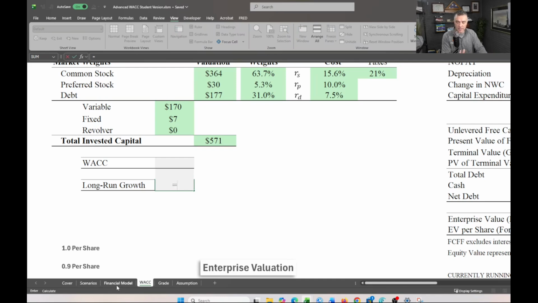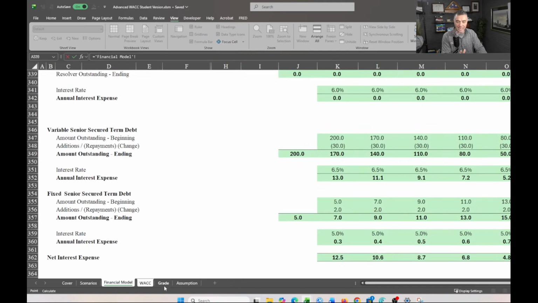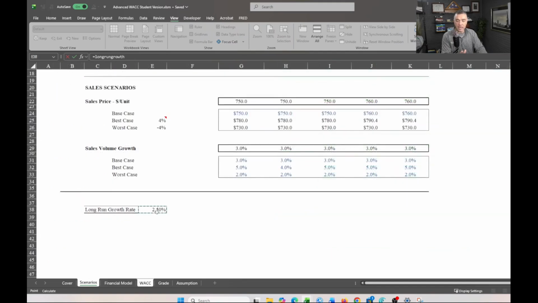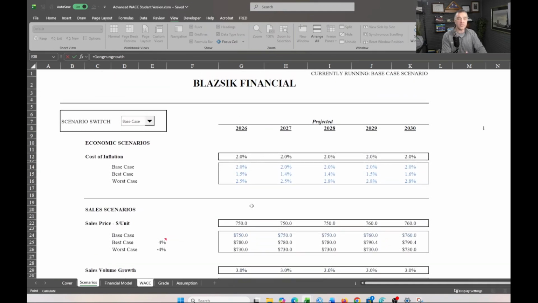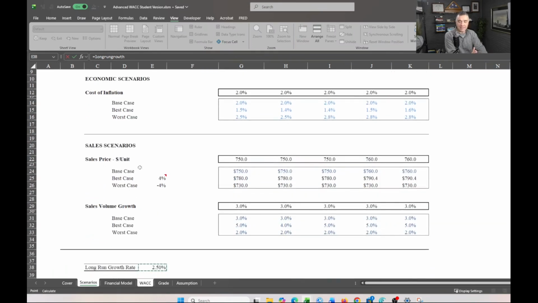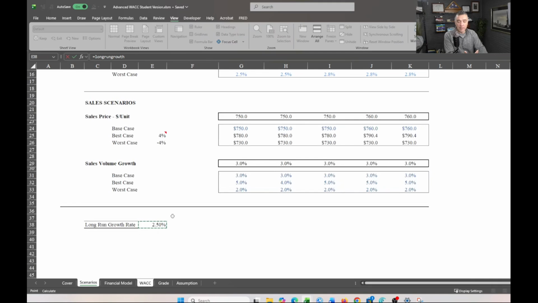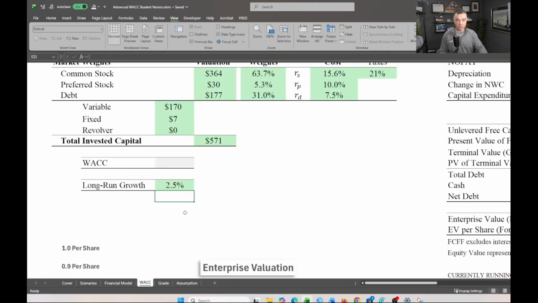Let me just explain this really quick before we go forward, because we need that value. In our scenario page, we're projecting out the cost growth, the cost of inflation, and we have three different scenarios. I have a sales price scenario shown because we were making those projections, and also sales volume growth. We have 2%, 3, 4, or 5. But after the projected years, we're going to make the assumption of a 2.5 long run growth. We believe the company will grow at a perpetuity of 2.5%. So we want to make sure we bring that in.